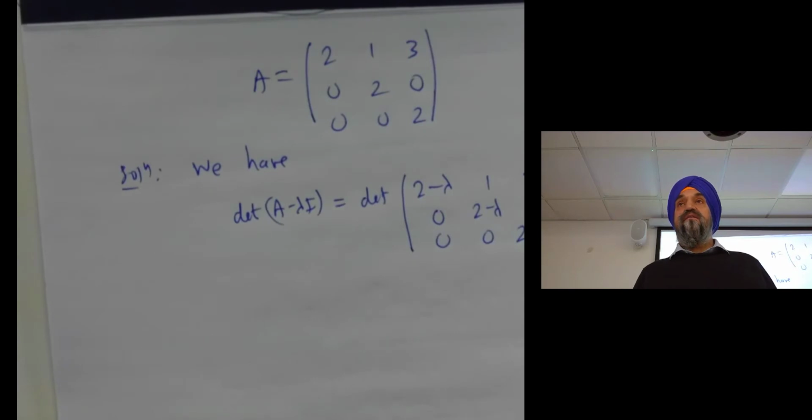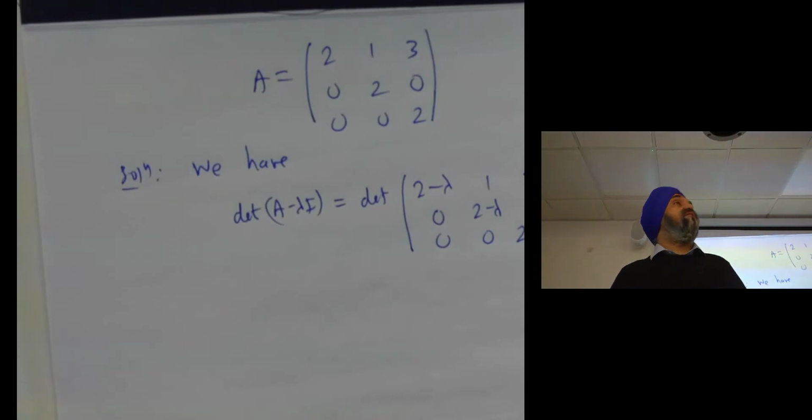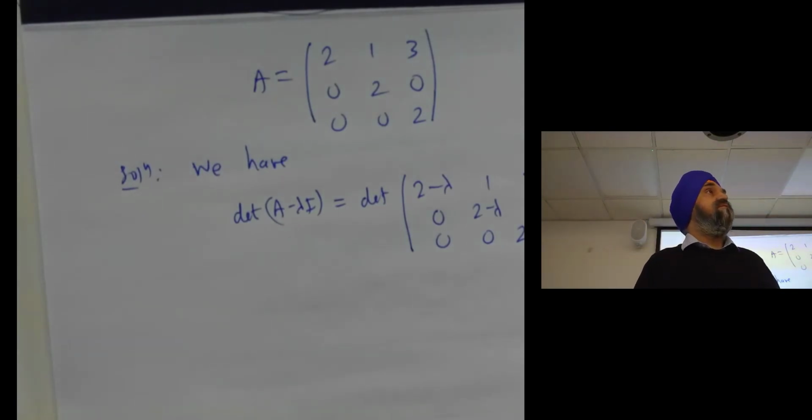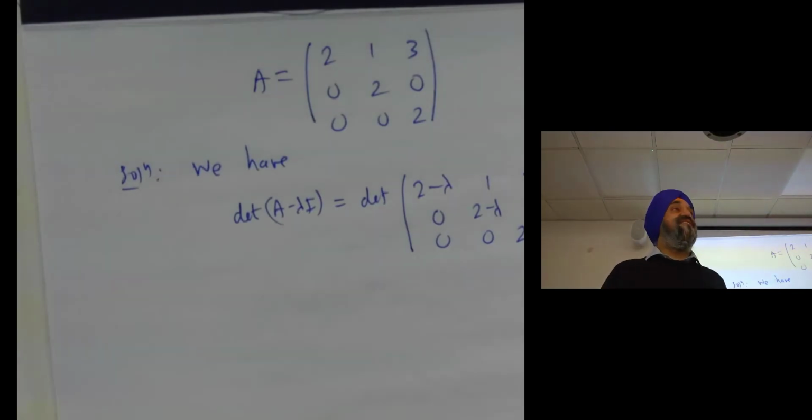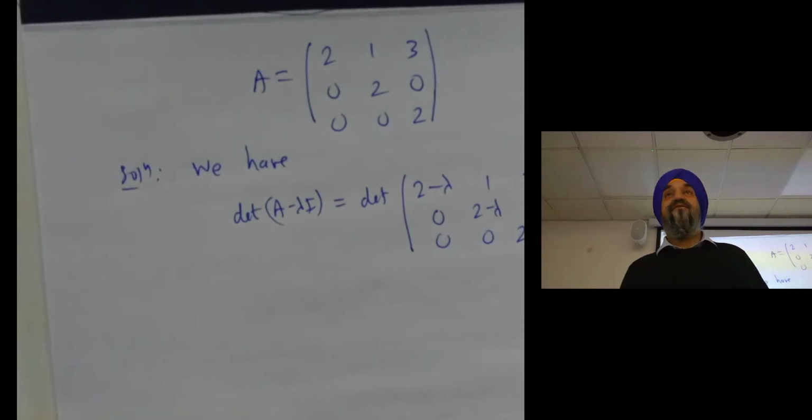Where would you expand this one? The first column, or the middle row? I like the middle row. Hang on, I haven't proven that. I've got to prove that before I use what sort of matrix this is. Let's do it the long way, then you'll appreciate it, because it's one of those triangular ones.